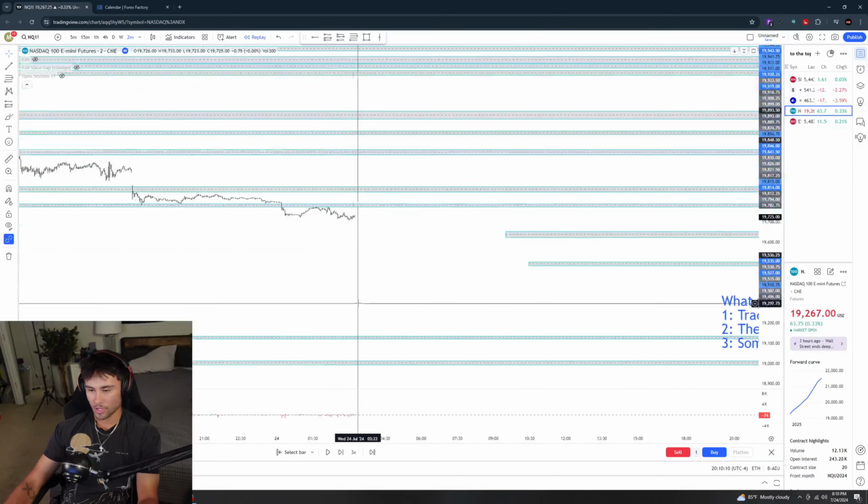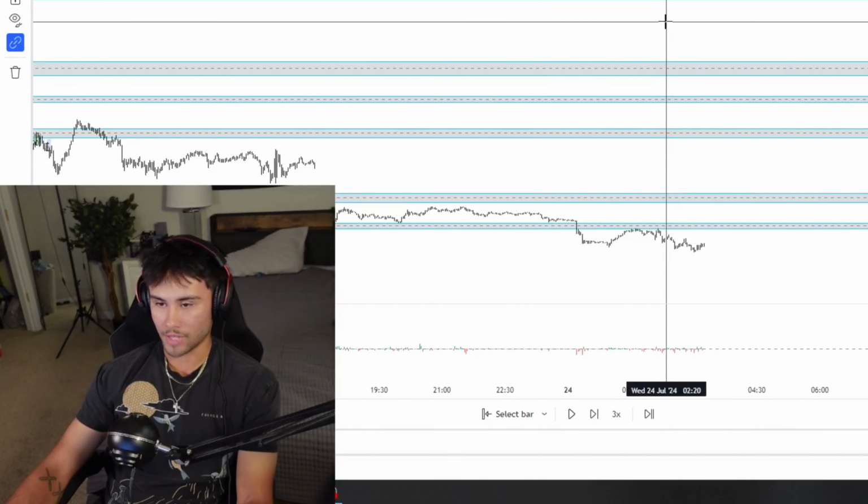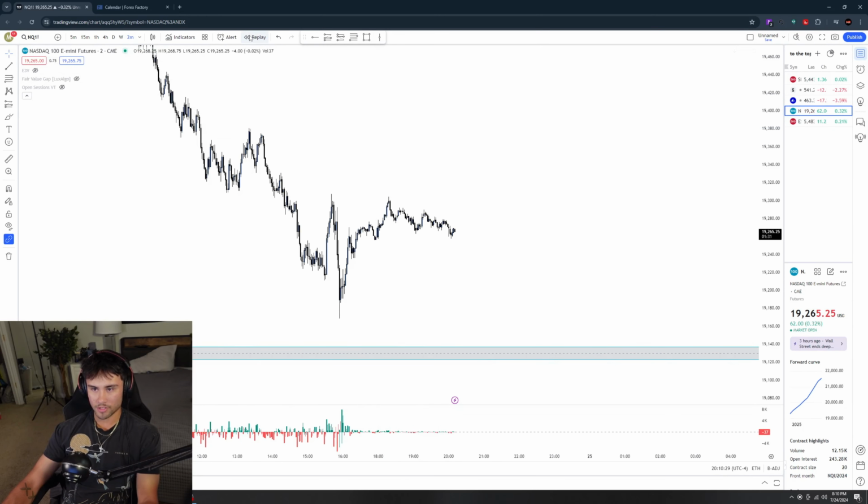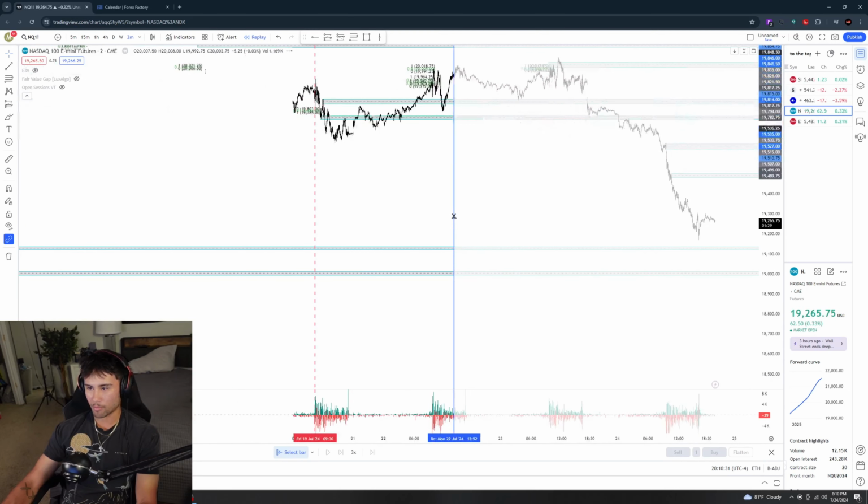Don't mind all of these other zones that I have drawn out. That's a lot of zones. Now, I trade on the 2-minute time frame 99% of the time, so I'm going to stay on the 2-minute time frame, and I am going to replay back to pretty much a random day.